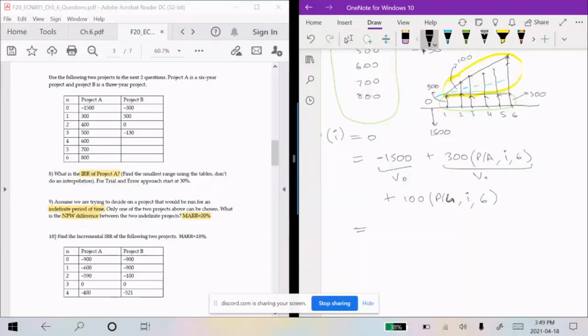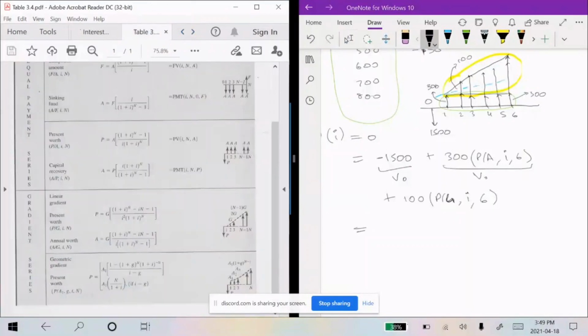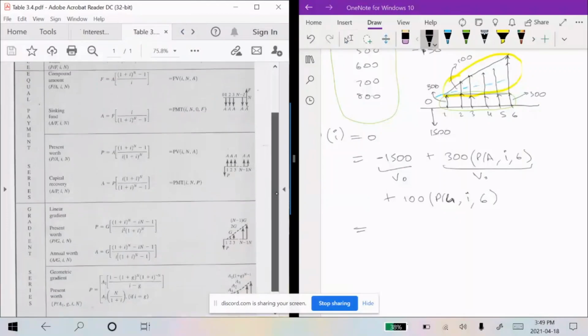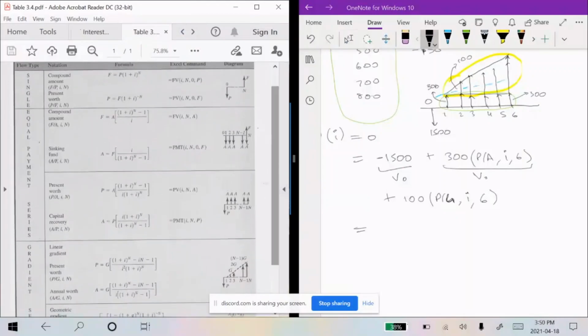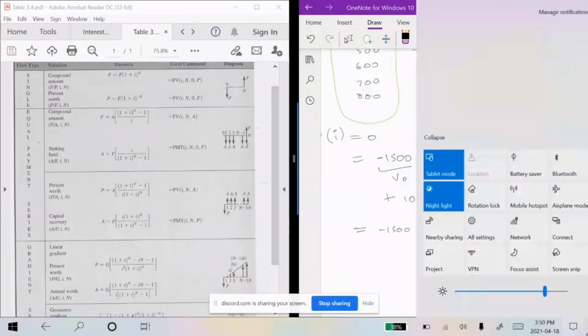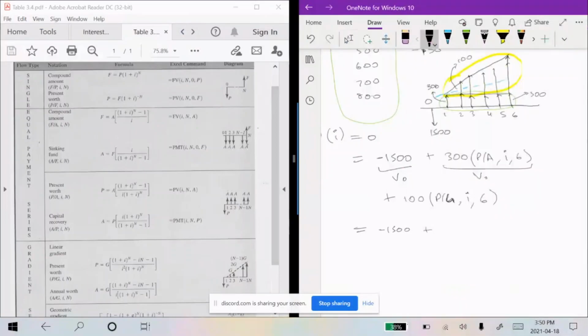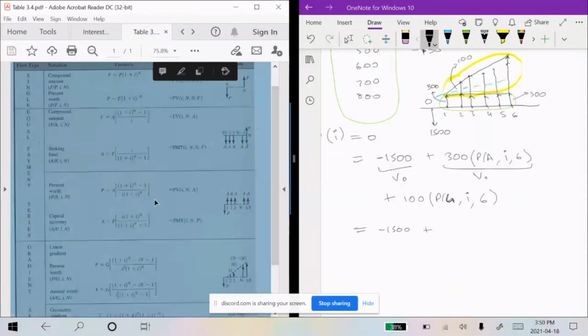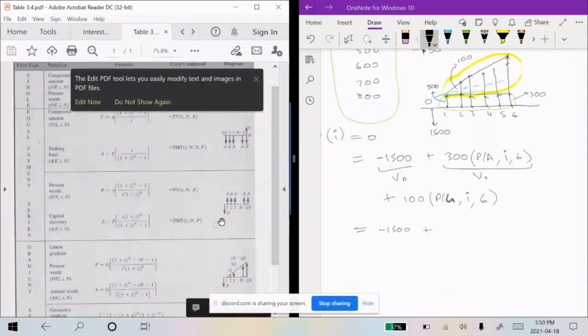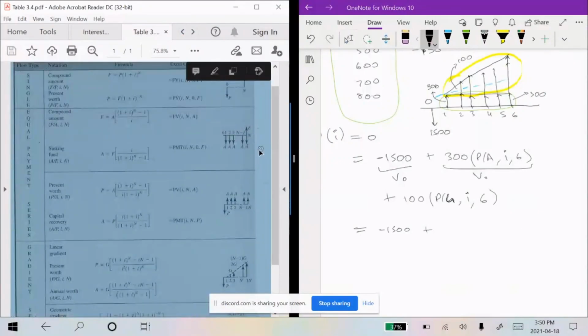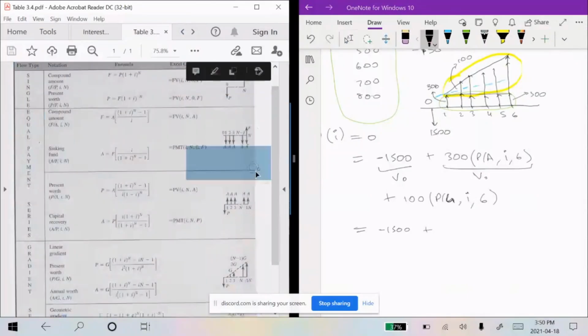Now what we do is we can find the table and substitute the formula in that. So this is minus 1500. We need to find the formula for P given A. You could use Excel for that. I'll just write down the formula and save you time.